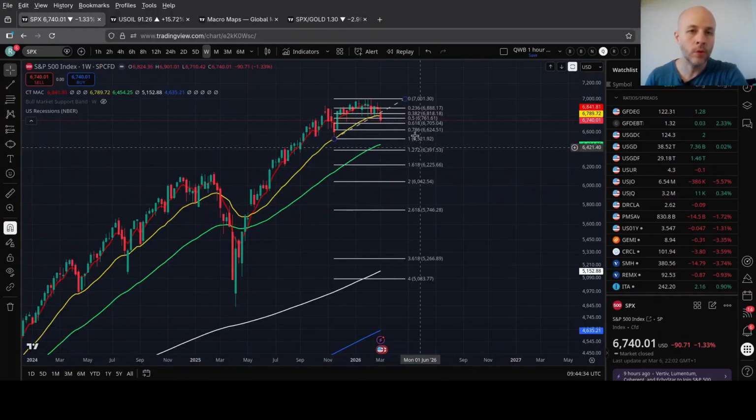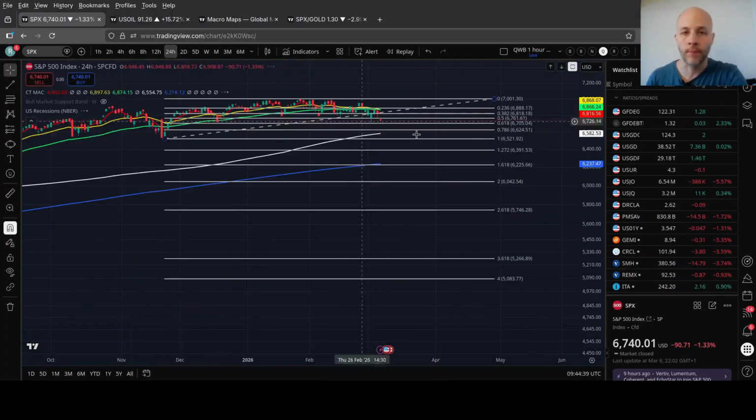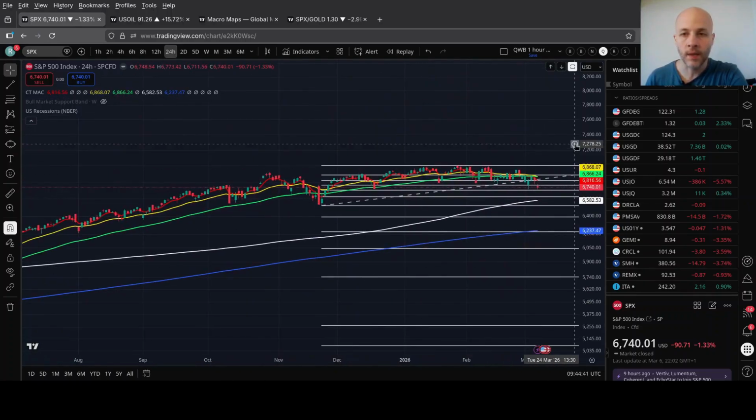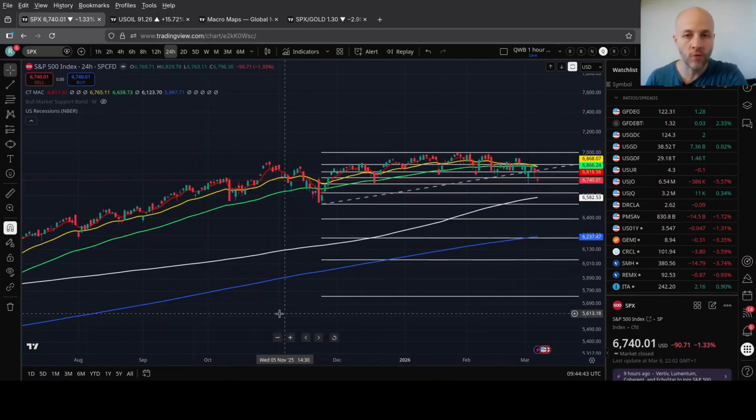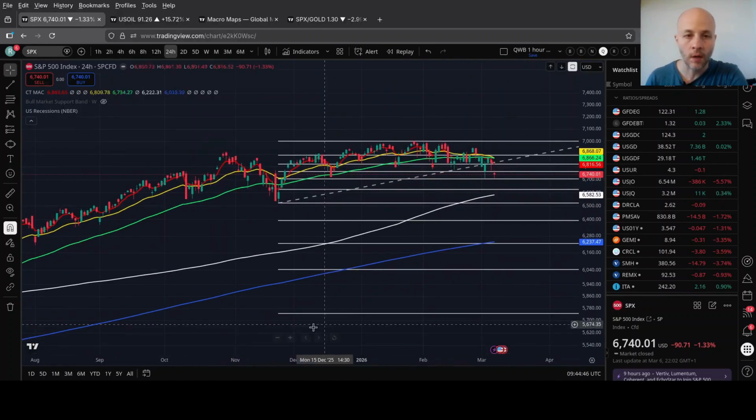And then here also, so now this is the S&P 500, just a regular price. And here you could see that the S&P 500 is definitely starting to break down a bit.